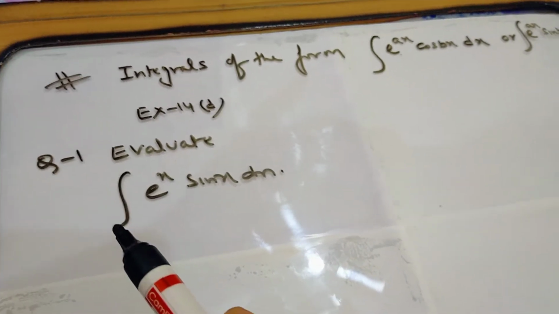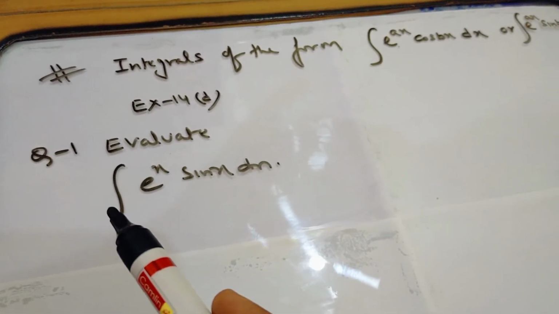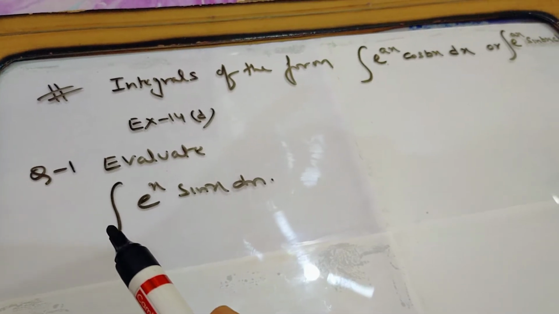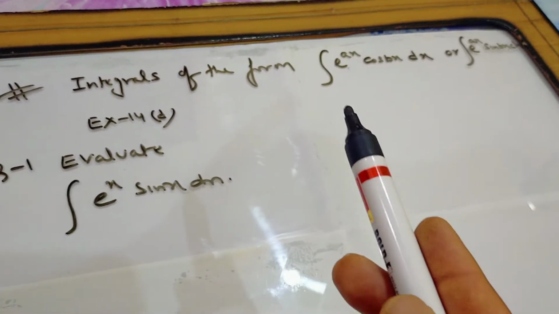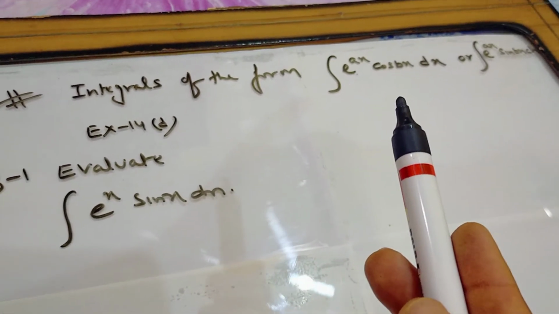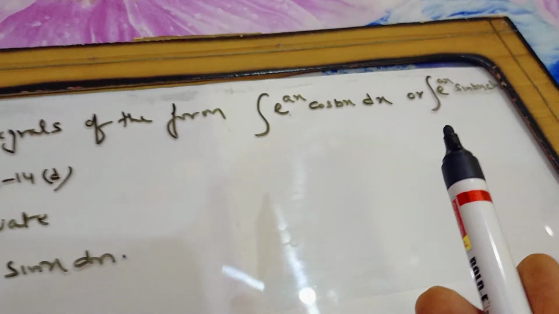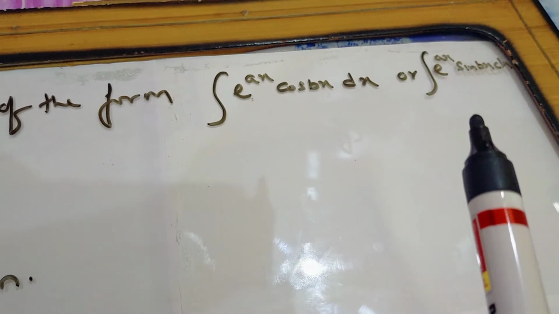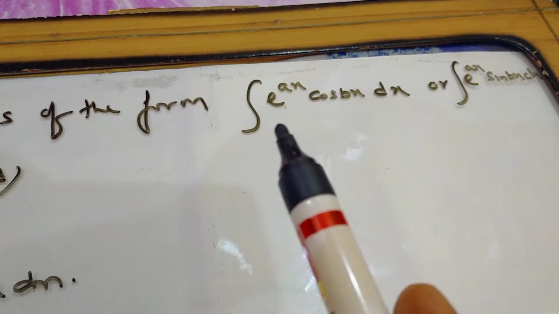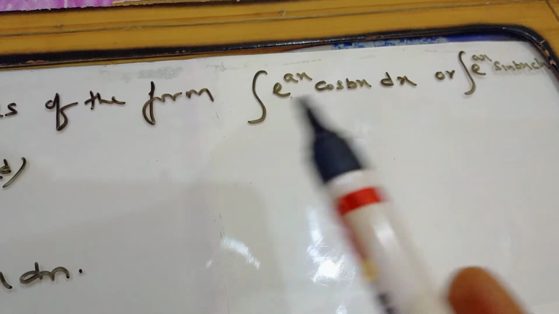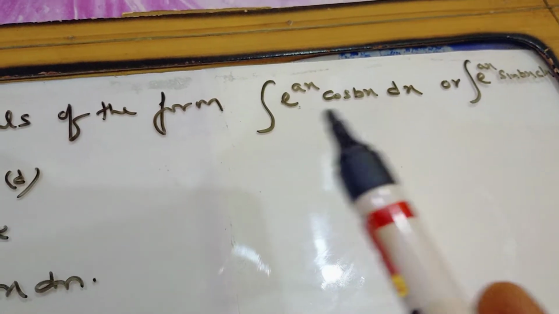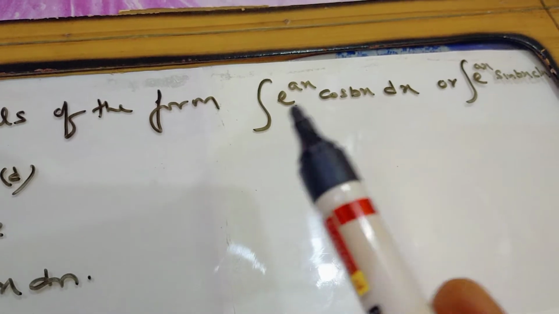Students, in the last class, we discussed integration by parts. So in this series, we are going to start integrals of the form e raised to the power ax into cos bx dx, or e raised to the power ax into sin bx dx. Either this form or this form we will find, and we will see how to integrate these terms. The concept will be the same, integration by parts.